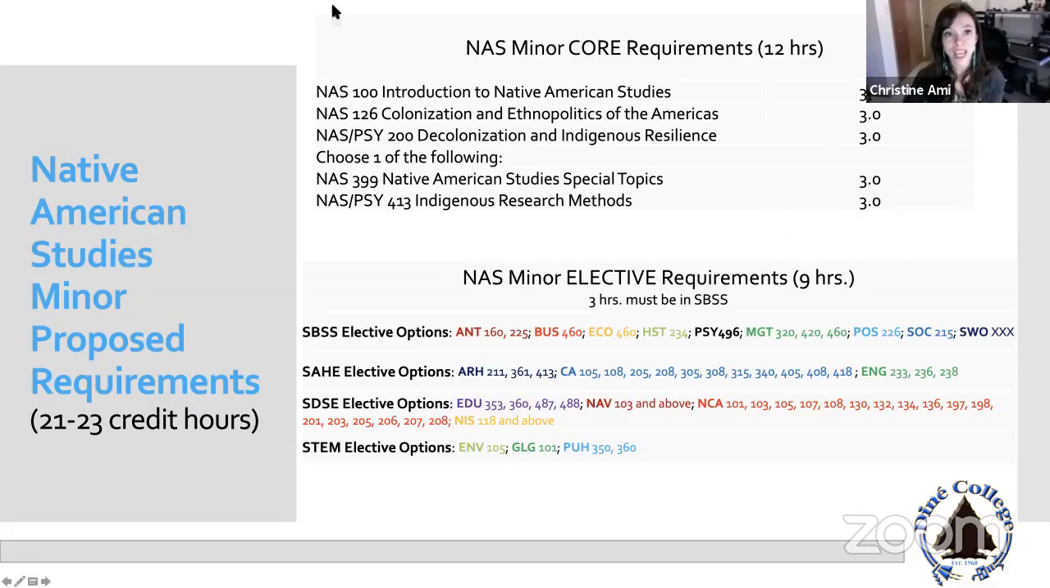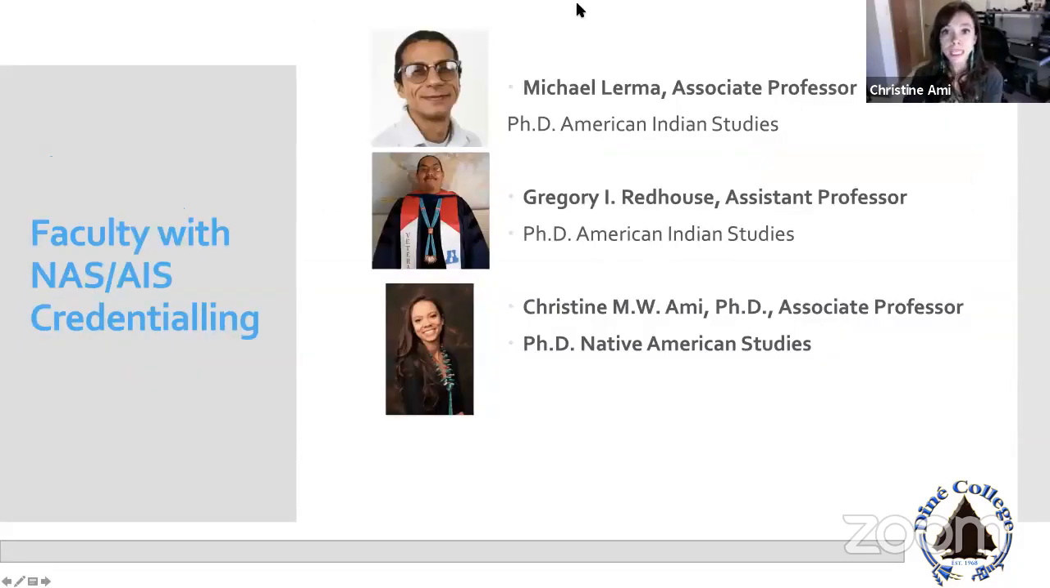So when we take a look at the total credit hours, we're looking at 21 to 23 credit hours, depending on if you're taking some classes that are 4 credit classes, which may put you up just a little bit. In terms of faculty, we already have 3 faculty here on campus in our School of Business and Social Sciences that hold either a PhD in American Indian Studies or Native American Studies. Our dean holds a PhD in American Indian Studies from the U of A, same with Dr. Gregory Redhouse, and then myself from the University of California, Davis.